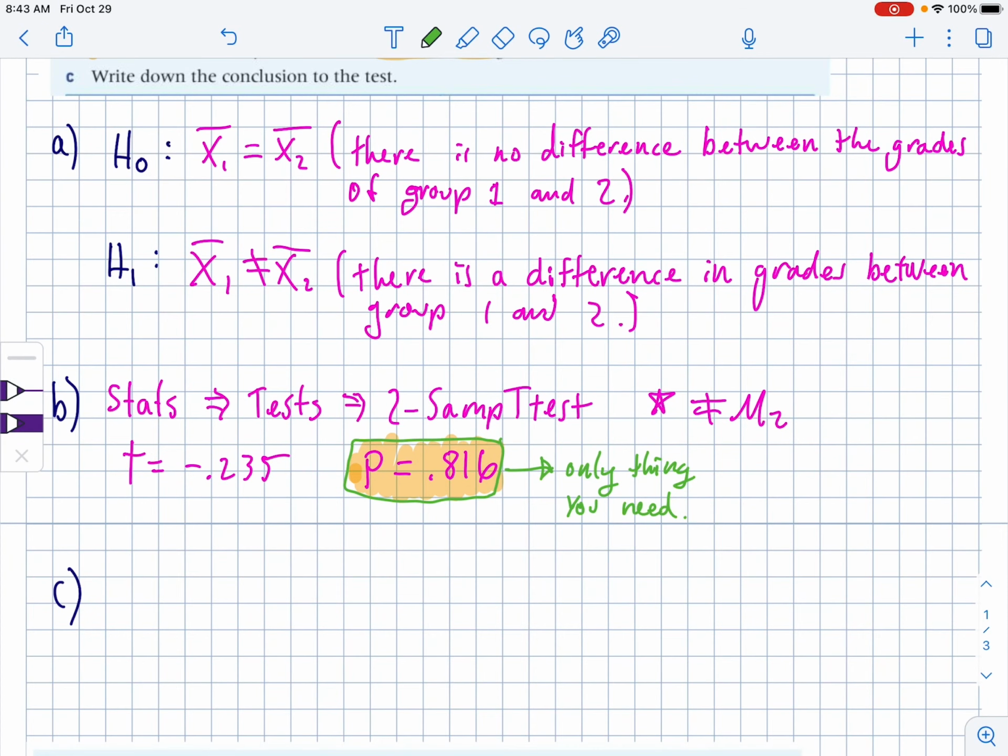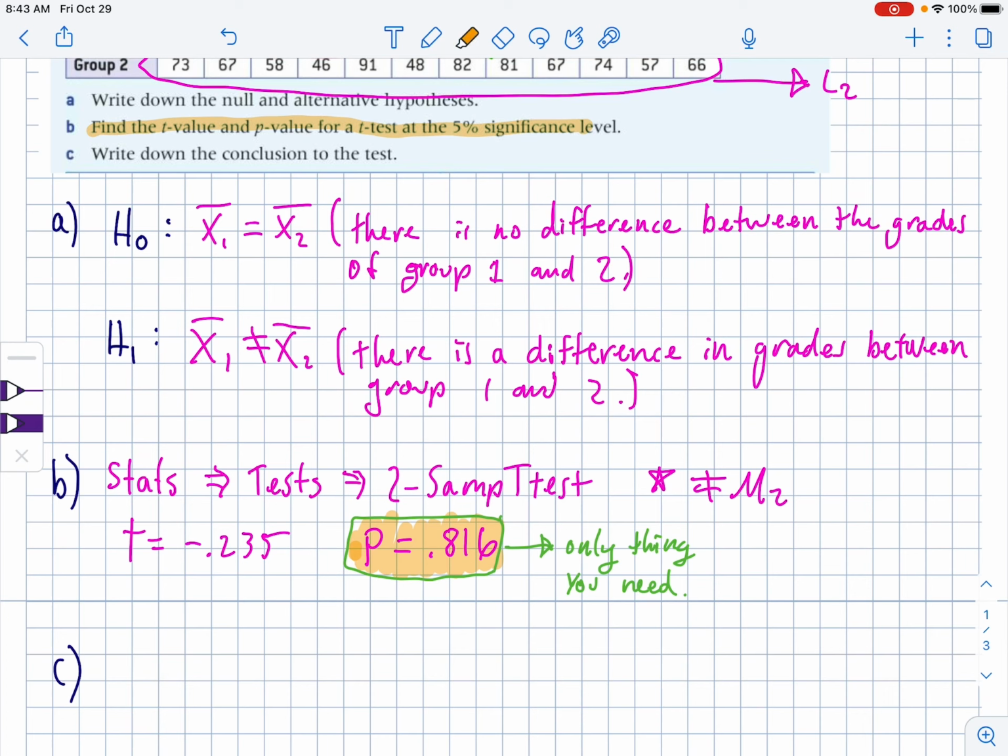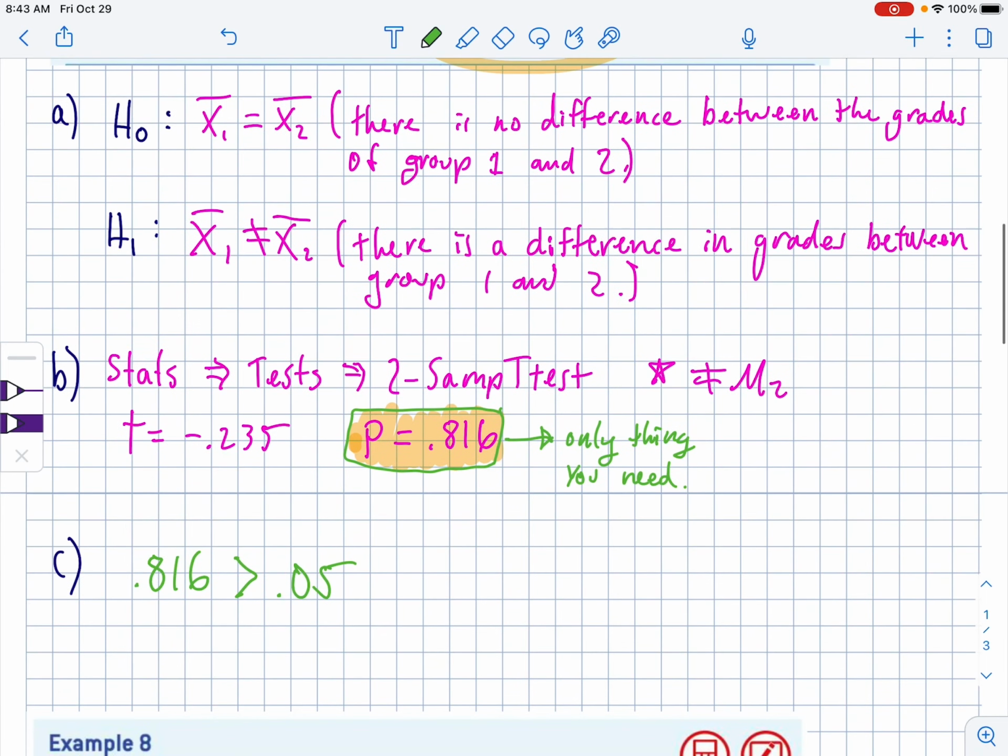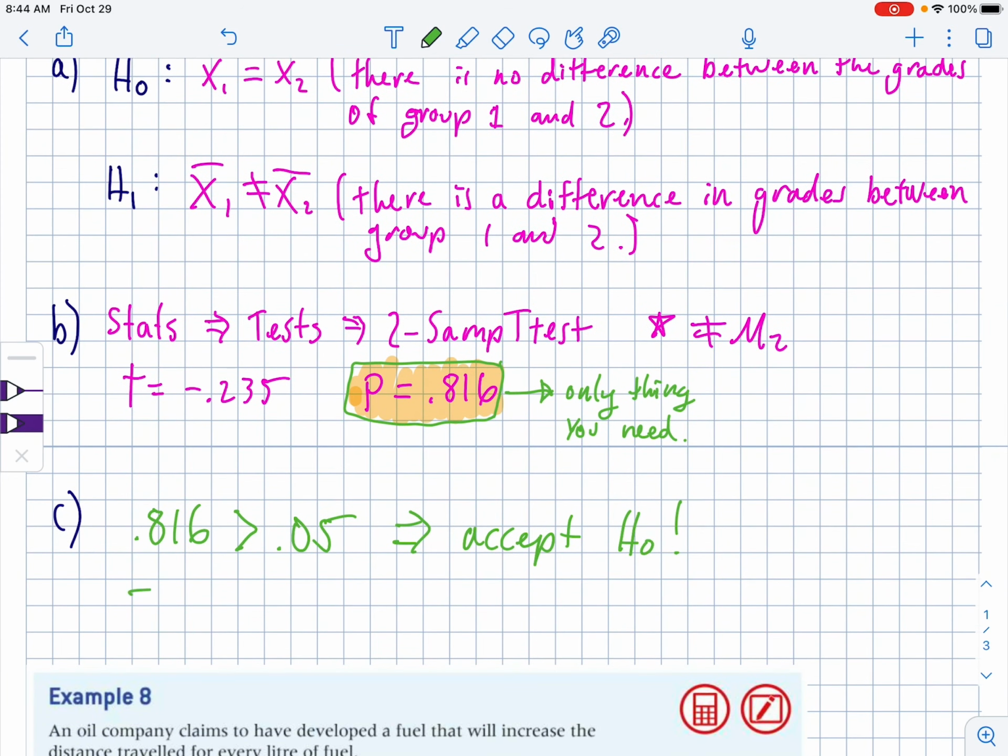And then it's very similar to how we've been comparing p-values before. In the problem, they said to test it at a 5% significance level. So we say 0.816 is bigger or smaller than 0.05. Well, it is bigger. So the p is not low. We do not reject the H0. That just means we accept H sub 0, which means there was no significant difference between the two groups.